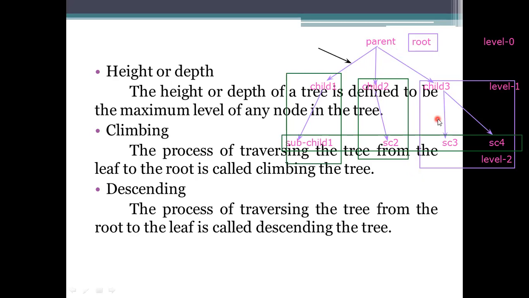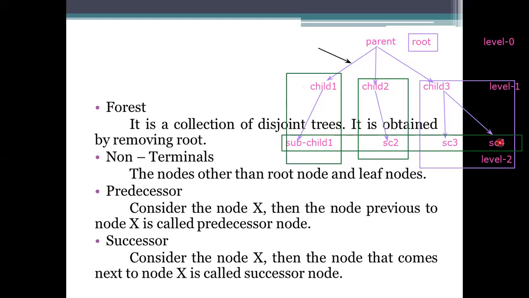And coming to descending, it means how we traverse from root to leaf. Leaf means this one. From root to leaf is specified as descending of the tree. If it is the reverse, from leaf to root, then it is specified as ascending.